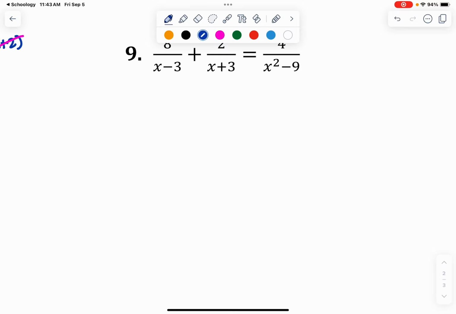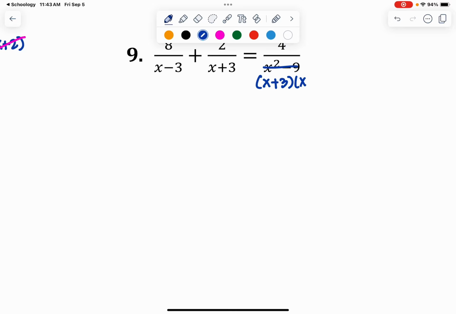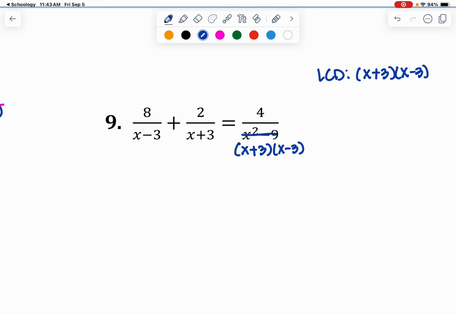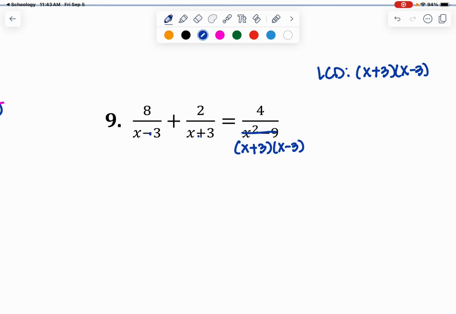I need my LCD first, but this one's not factored, so let's go ahead and factor it. That's x plus 3 times x minus 3. All right, so my LCD, obviously I need an x plus 3 times x minus 3. And then the x plus 3 is covered here, and the x minus 3 is covered here. And remember, you're just trying to say if I multiply everything by this, will the denominators cancel? And the answer is yes.